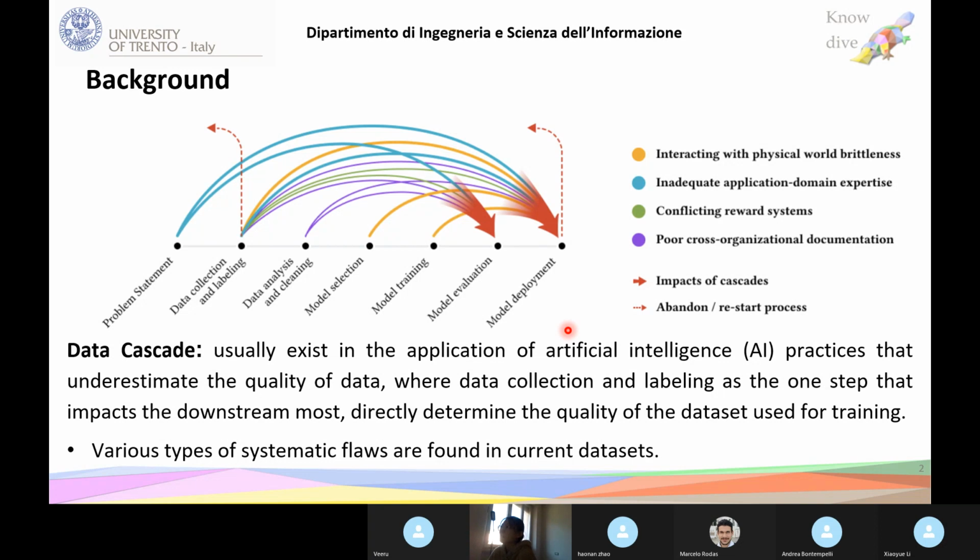By exploring the impact of data problems on the downstream tasks, they propose to improve the performance of various tasks by early intervention in machine learning development. And data collection and labeling is one of the important steps that impact the downstream most, so it directly determines the quality of the dataset used for training.